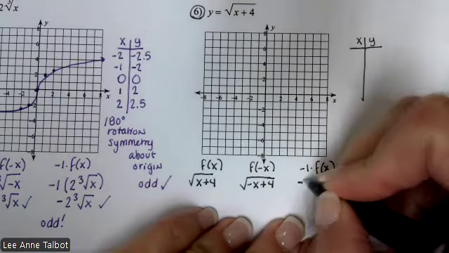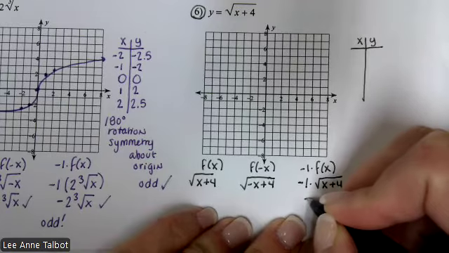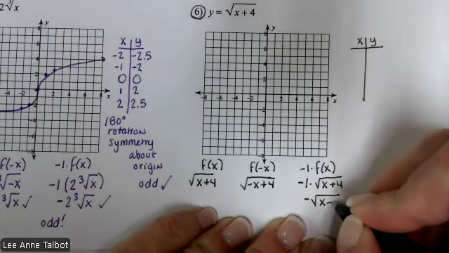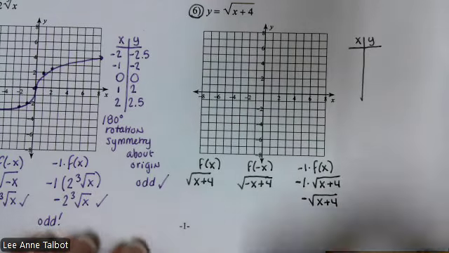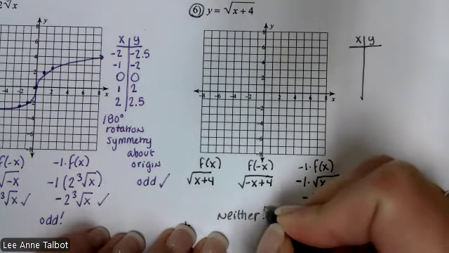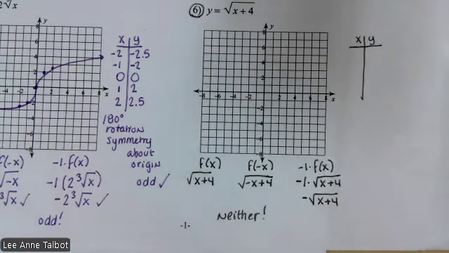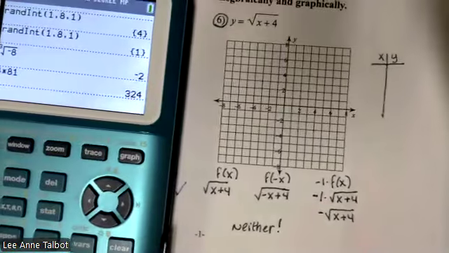Now negative 1 times the original is just going to put a negative outside. None of them match, and it's neither. It's not really just neither, it's neither. Now we're going to say why it makes sense that it's neither, graphically speaking.